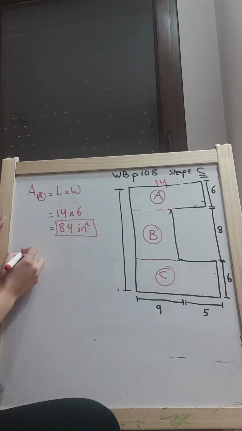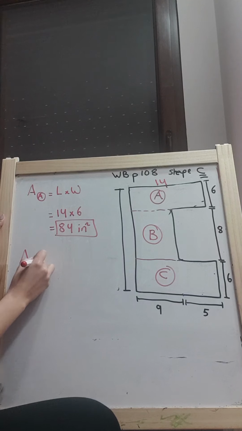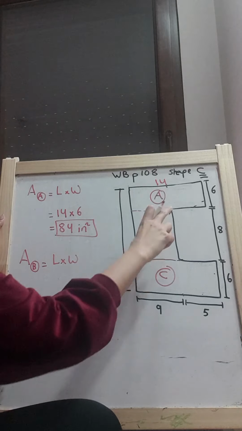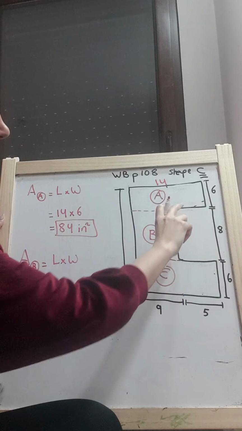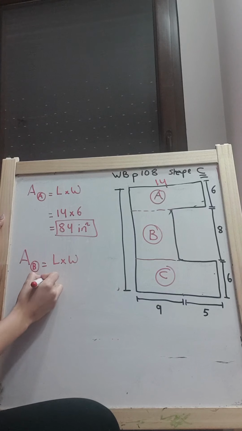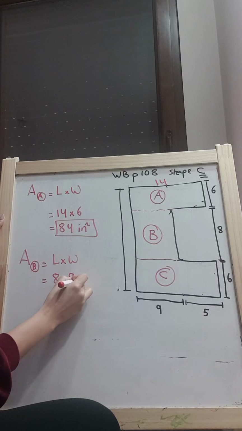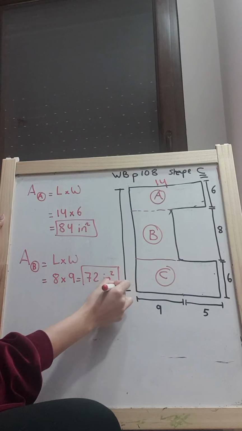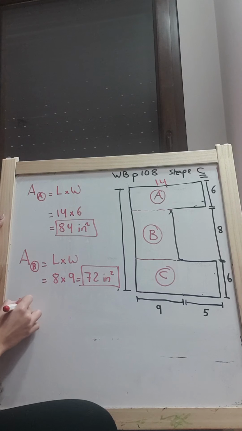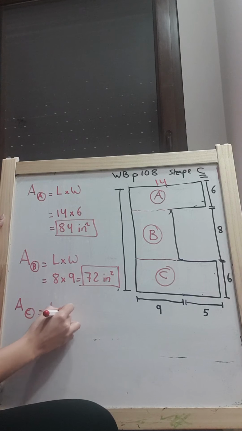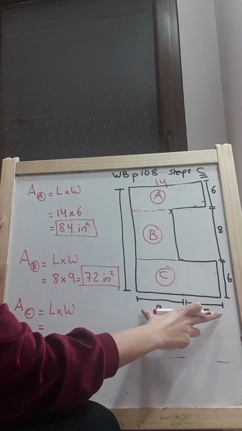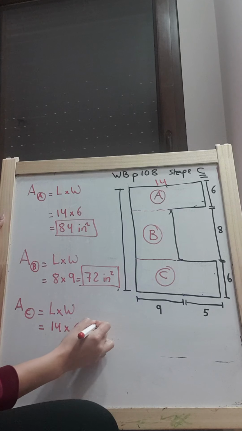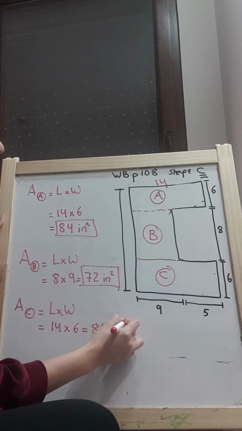Now let's go to area B. Again, it's a rectangle. The length and width are 8 and 9. 72 inches squared. Now let's go to area C. It's length times width, which is 14 times 6, which is 84 inches squared.